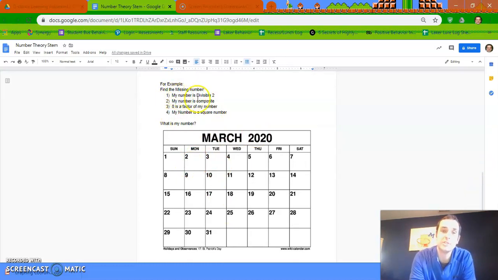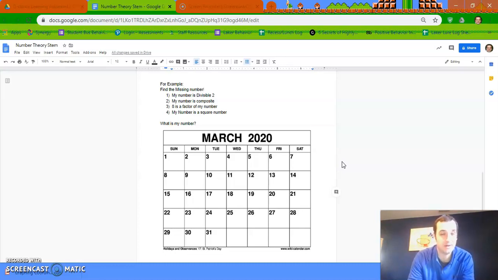Here are my rules. My number is divisible by 2. My number is composite. 8 is a factor of my number. My number is a square number. What is my number? If you don't know what divisibility by 2 is, you're going to have to watch that video. If you don't know what a composite number is, it's different than a prime number. You're going to have to watch my video as well. And factors of a number, what does that mean again? If you don't remember, you're going to have to refer back to the video.